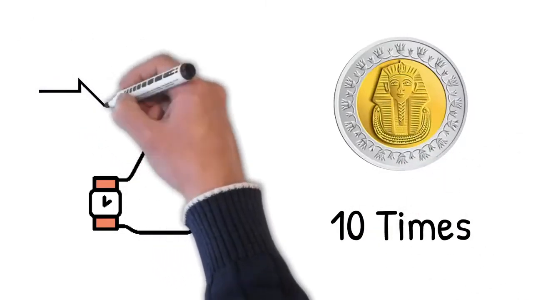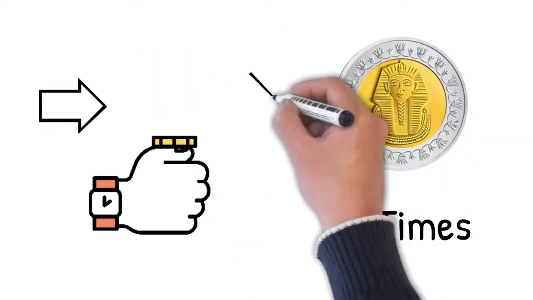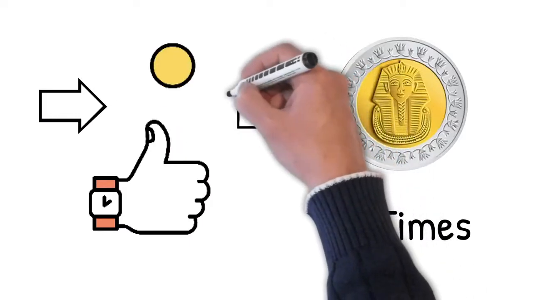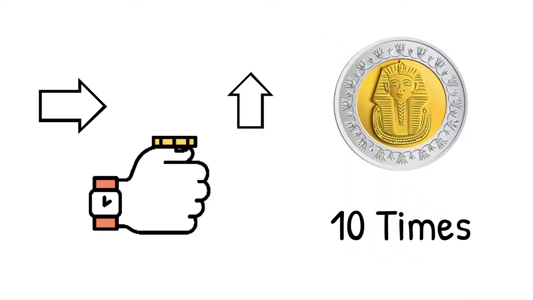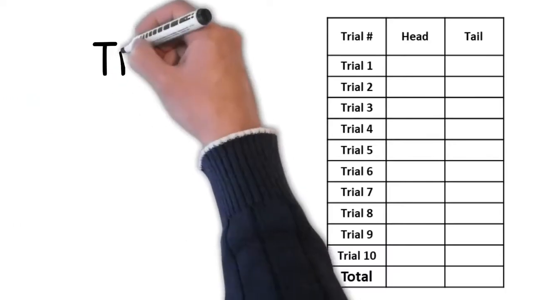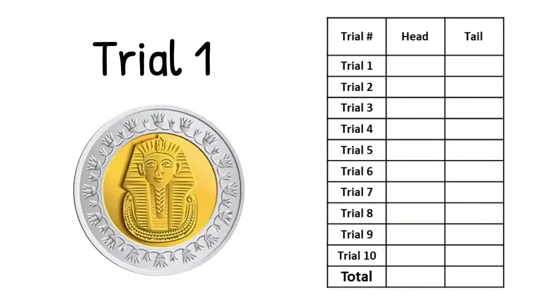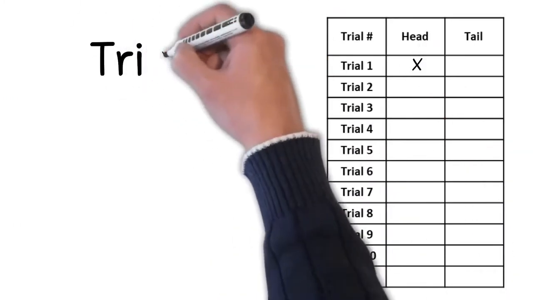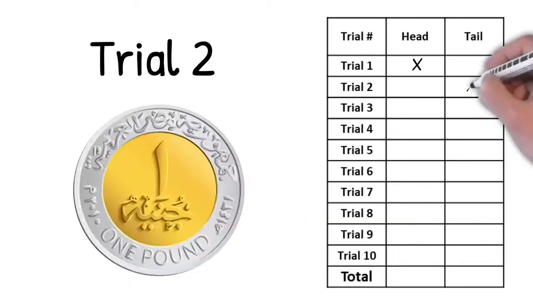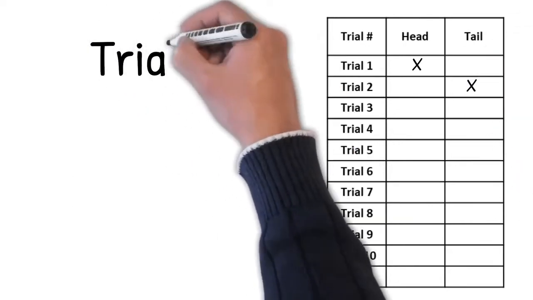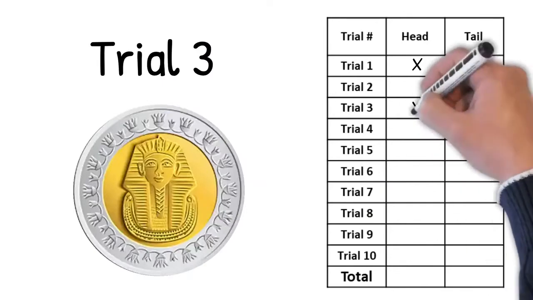Let's start by tossing a coin and recording our results each time. Tossing a coin means throwing a coin up in the air and seeing which side is shown after it lands. We will record our results 10 times. Trial number 1 is head. Trial number 2 is tail. Trial number 3 is head.